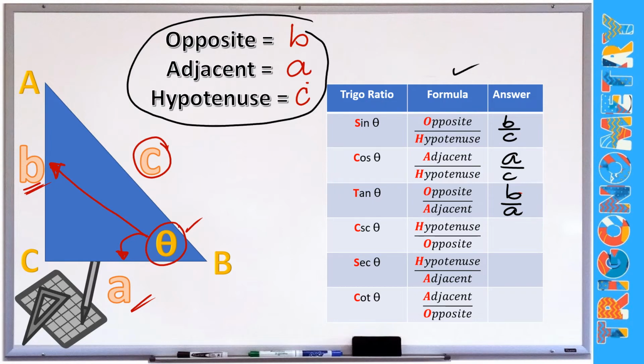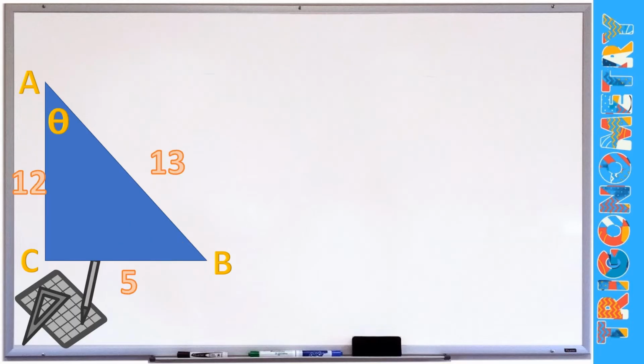For cosecant theta, it's hypotenuse over opposite. Our hypotenuse is C and our opposite is B. Then for secant theta, we have hypotenuse over adjacent. Our hypotenuse is C and our adjacent is A. And finally, the cotangent theta. We have here the adjacent over opposite. The adjacent is A and the opposite is B. And that is the 6 trigonometric ratios of our triangle ABC, in which the reference angle is angle B. So let's try the next example.